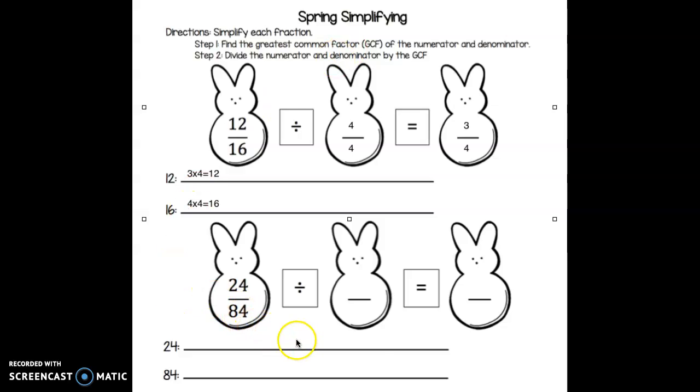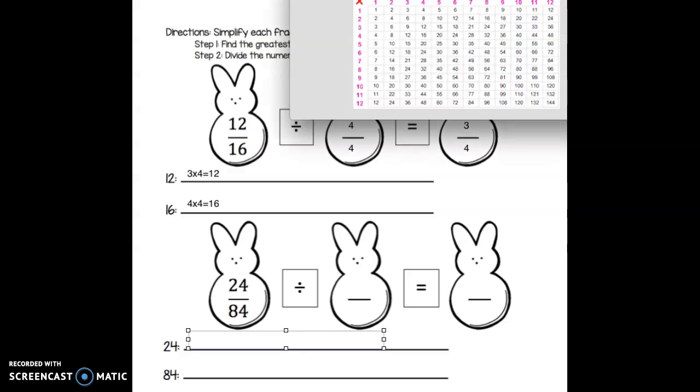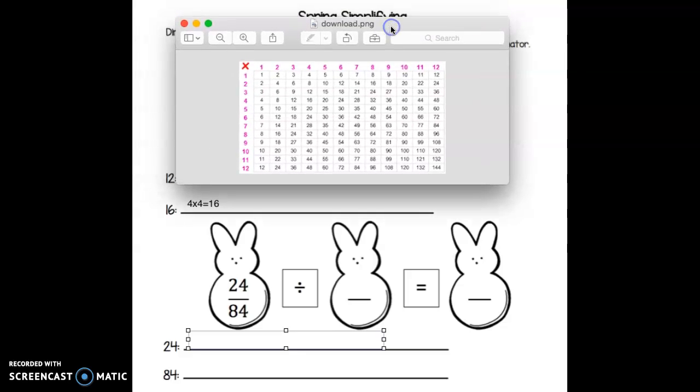All right, let's take a look at this one. For this one, I'm going to pull up a multiplication table. All right, here's the multiplication table. Because 84 is such a big number, I have to think about the numbers that are related to both of these. If I take, just off the top of my head, 24 and divide it by 2, I would get 12. And let's say I use 12.